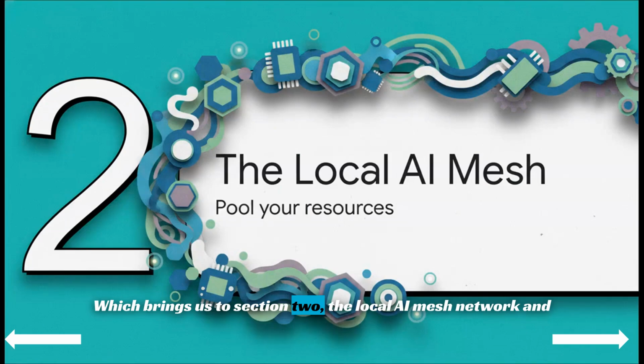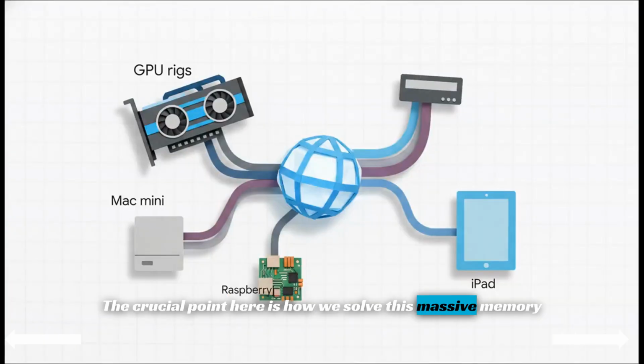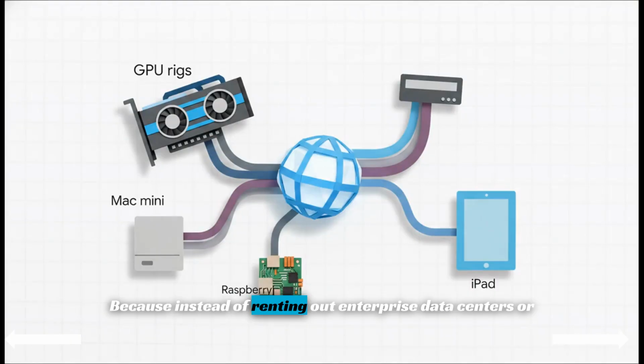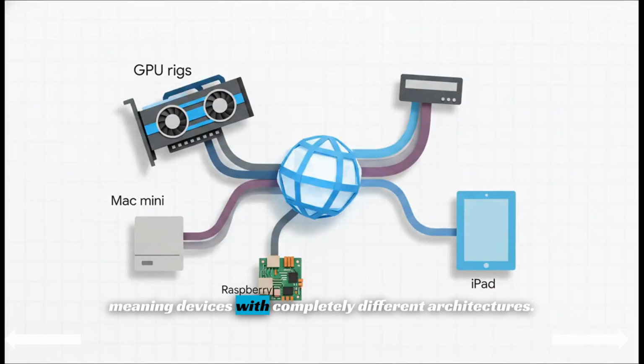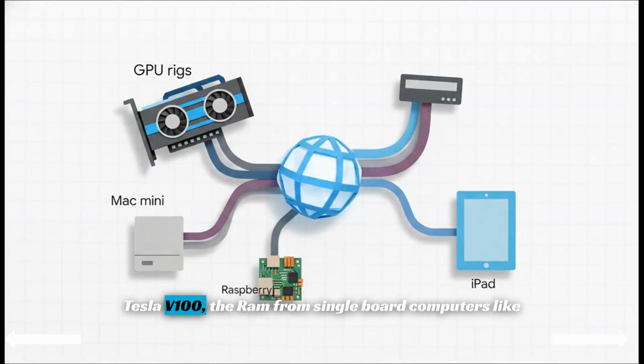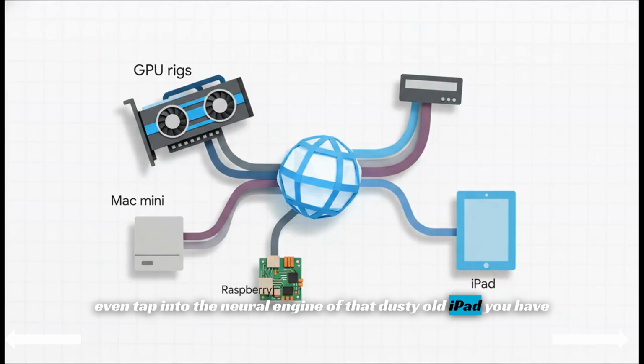Which brings us to section 2, the local AI mesh network, and how we go about pooling your underutilized resources. The crucial point here is how we solve this massive memory limitation. Because instead of renting out enterprise data centers or buying a ridiculously expensive server, you can actually Frankenstein a local AI mesh network. You do this by linking together heterogeneous hardware, meaning devices with completely different architectures. We're talking about pooling the unified memory of Apple Silicon Mac Minis, the VRAM of legacy GPU mining rigs like the Tesla V100, the RAM from single-board computers like Raspberry Pis or NVIDIA Jetsons, and astonishingly, you can even tap into the neural engine of that dusty old iPad you have lying around.